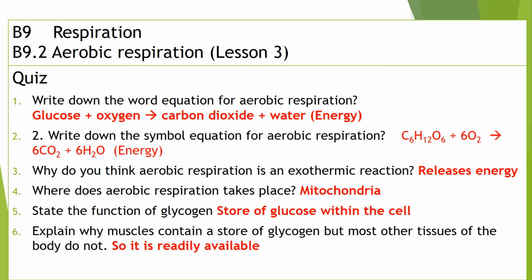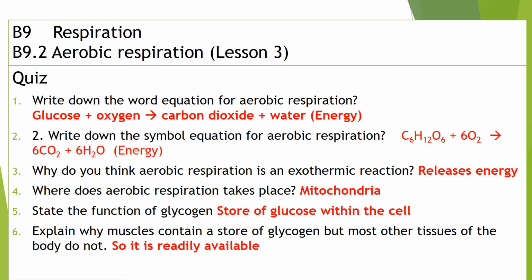Now the symbol equation. Have a look just to the right hand side of the screen. We've got C6H12O6, which is our glucose molecule, plus 6 molecules of oxygen, giving me 6 molecules of CO2 and 6 molecules of H2O. This is one that's commonly asked for you to balance, okay? So stick with your 6s. Also, we're getting energy being made.